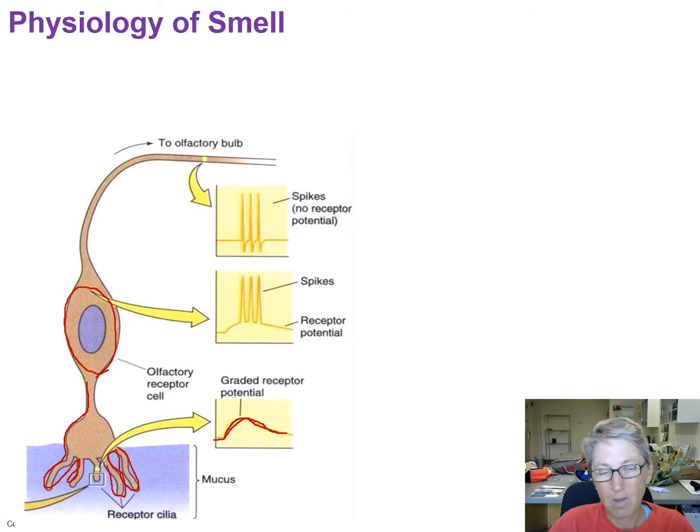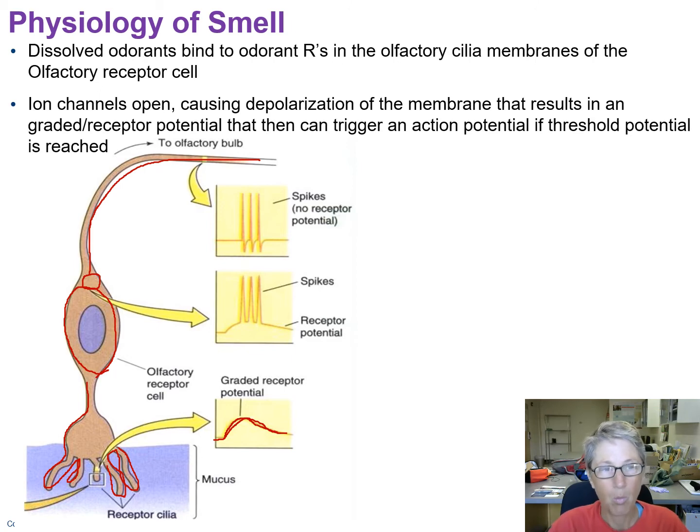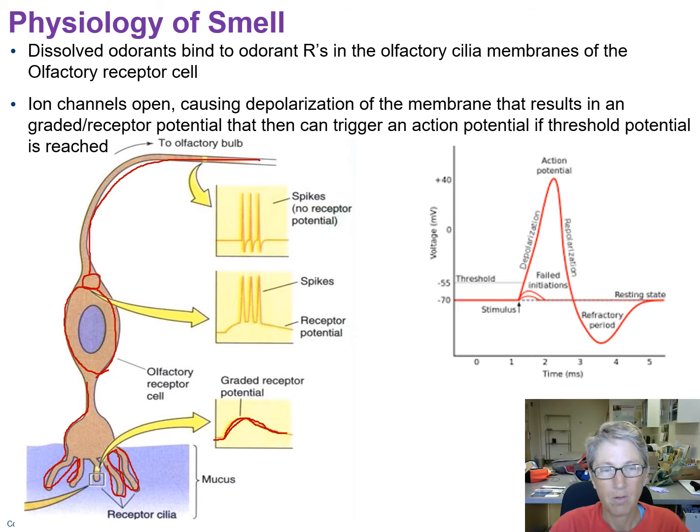That's a graded potential, aka a receptor potential, because the odorant molecule bound to a receptor and you got this slight depolarization. But if that depolarization reaches threshold potential, which you probably remember is minus 55 millivolts, in this area, then you can send an action potential along the axon, and that information will go to the olfactory bulb, where you will synapse with a mitral cell.